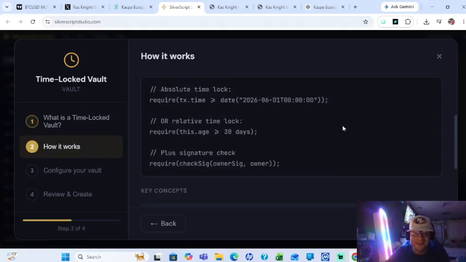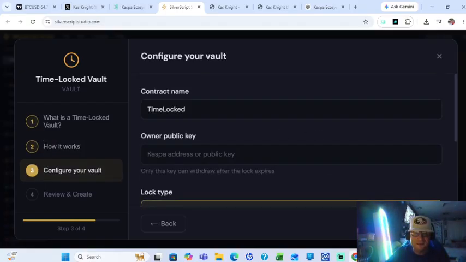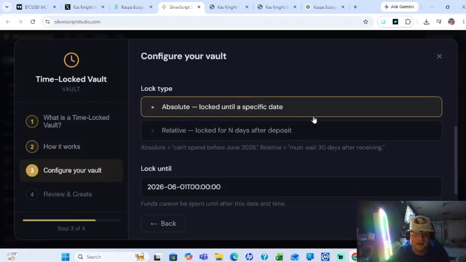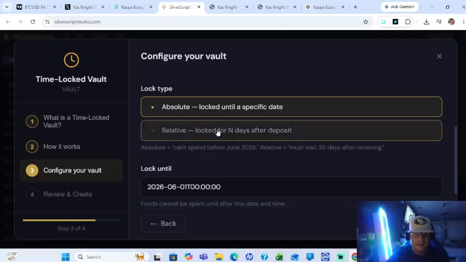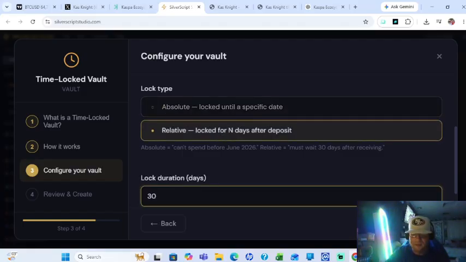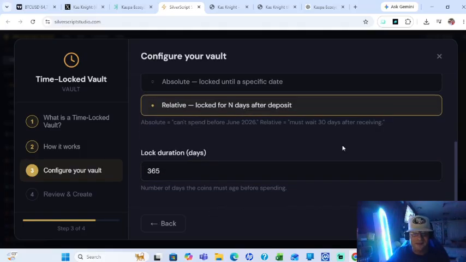How cool is that? Look at this. If you do it right, you just write your contract name, owner name. You want an absolute lock or a relative lock? If you've got a relative lock, how many days? You want to put in 300 days, or 365 days, whatever you want to do. Bing, bong. How cool is that?